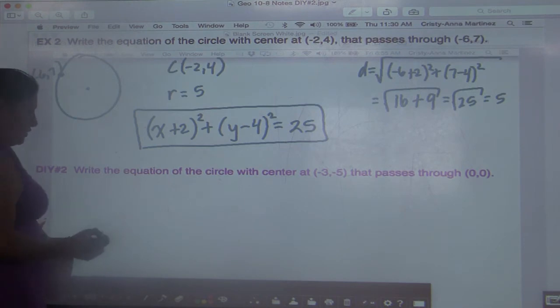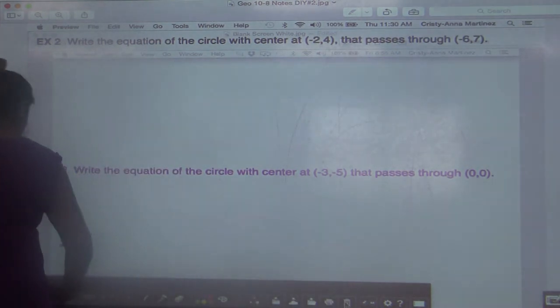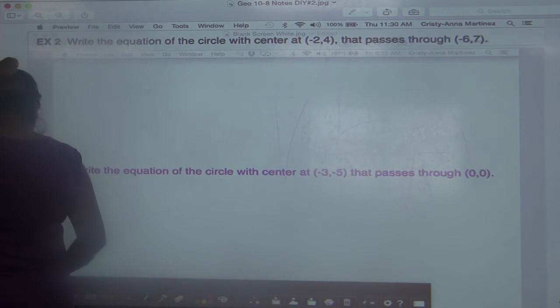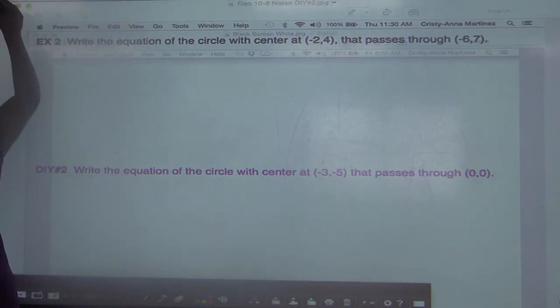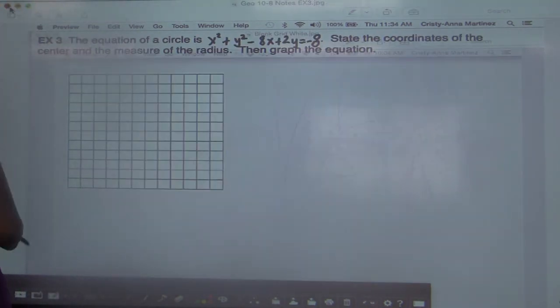So now you can do it yourself number 2. And then we will move on to our next example, 3.